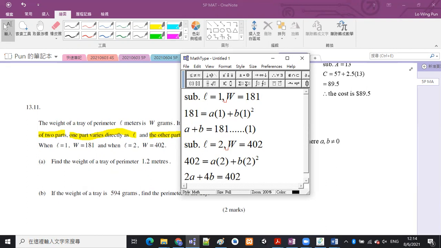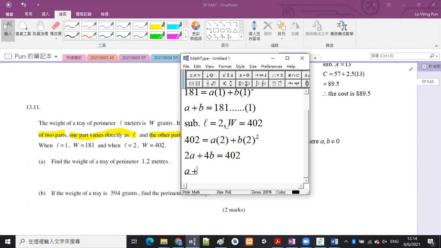But you find that all the numbers are even numbers, right? So I'm going to cancel out all the 2. Divide all numbers by 2 first, before labeling this to be equation 2. So it becomes A plus 2B equals 201. And this is equation 2. Can you get this?